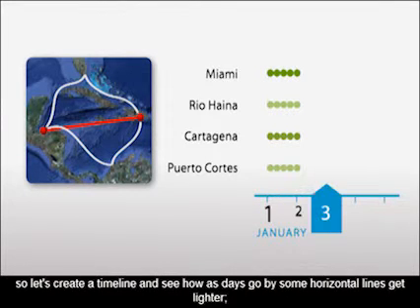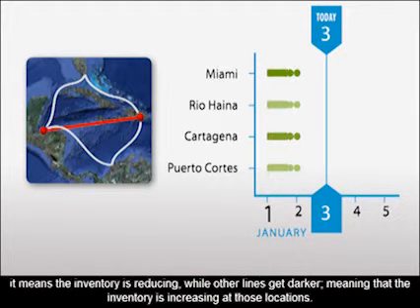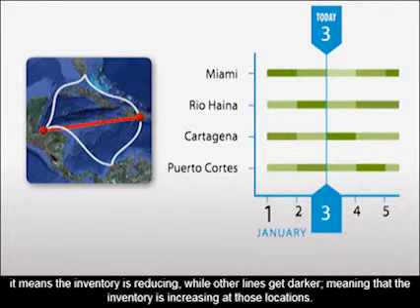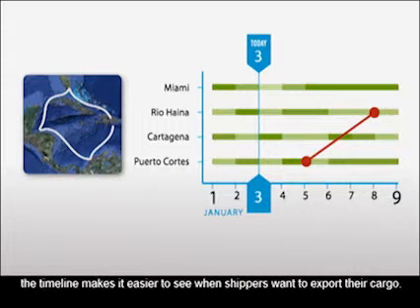So, let's create a timeline and see how as days go by, some horizontal lines get lighter, it means the inventory is reducing, while other lines get darker, meaning that the inventory is increasing at those locations. Let's take the unmet export forecast and place it in the planning area. The timeline makes it easier to see when shippers want to export their cargo.